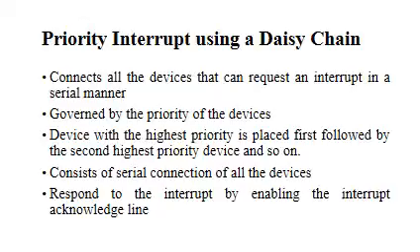The CPU responds to the interrupt by enabling the interrupt acknowledgement line. This signal is received by the device 1 at its P1 input. The acknowledgement signal passes to the next device through the P0 output only if device 1 is not requesting any interrupt.